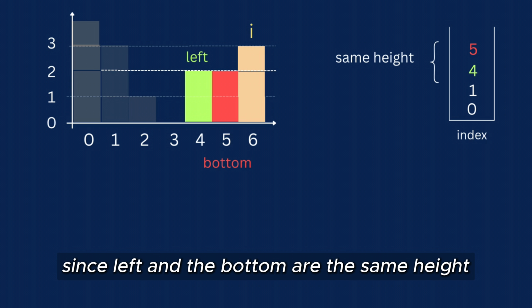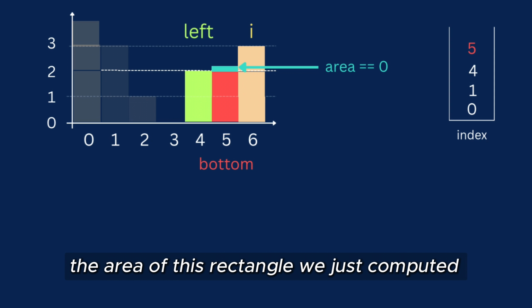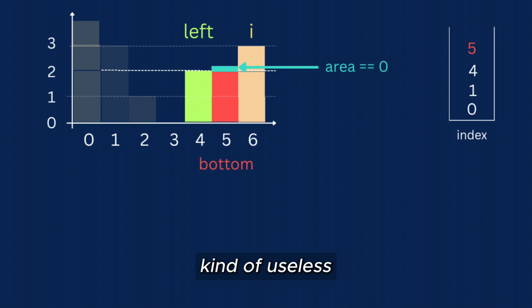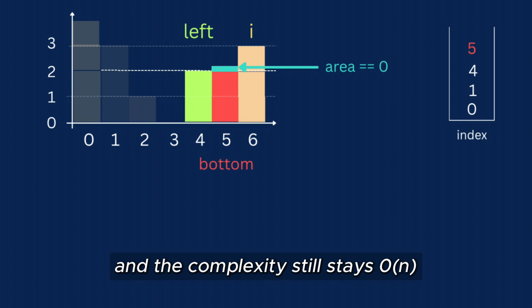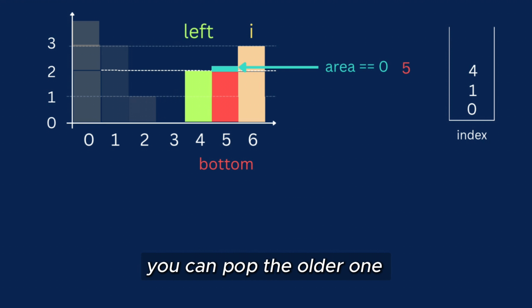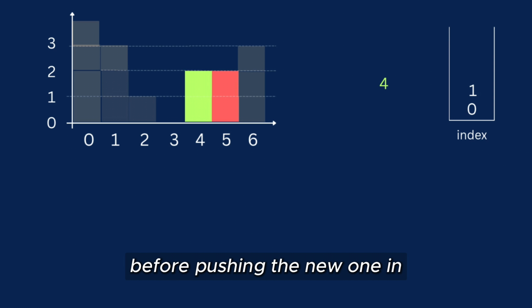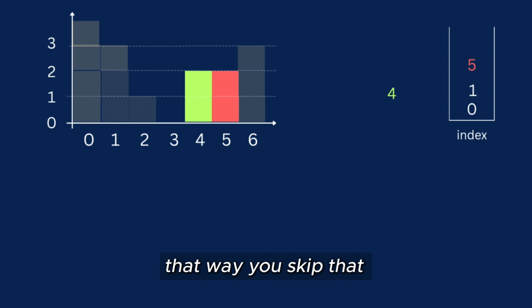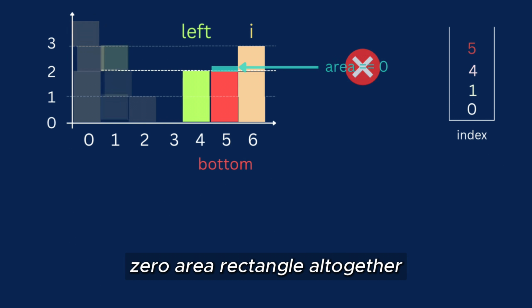Since left and the bottom are the same height, the area of this rectangle we just computed is 0. Kind of useless but harmless. It doesn't break the logic, and the complexity still stays O of n. If you want to keep things extra tidy, you can pop the older one before pushing the new one in. That way you skip that 0 area rectangle altogether.